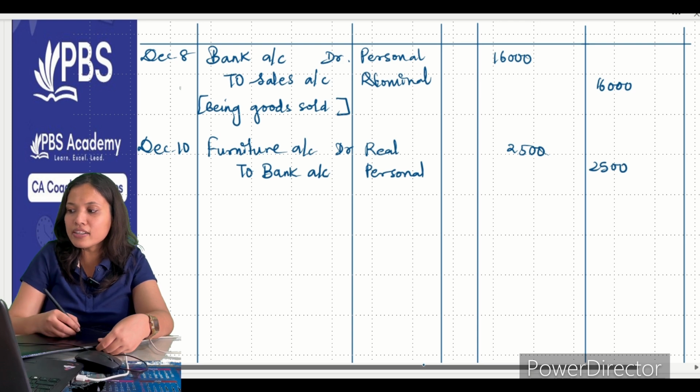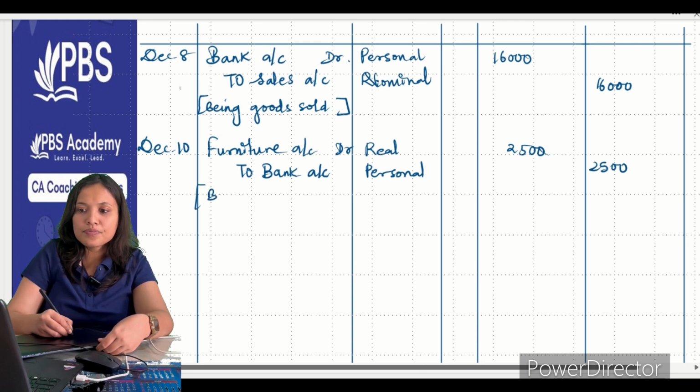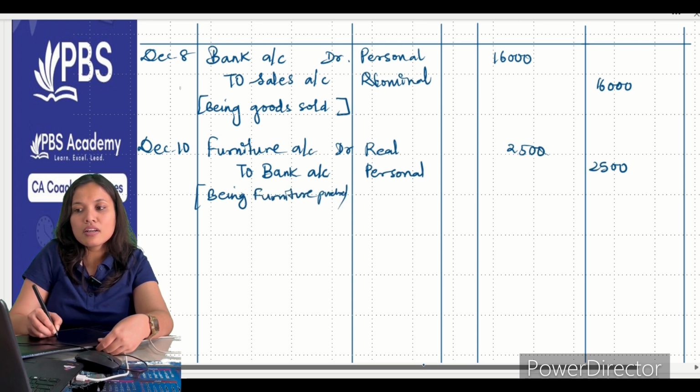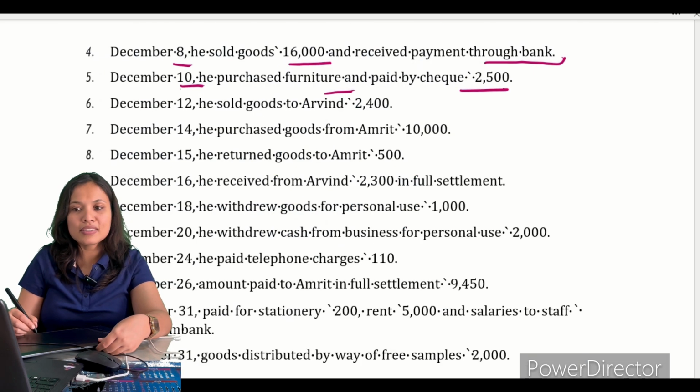So I'll write it as 2,500. Write down being furniture purchased, amount paid by check. Okay.